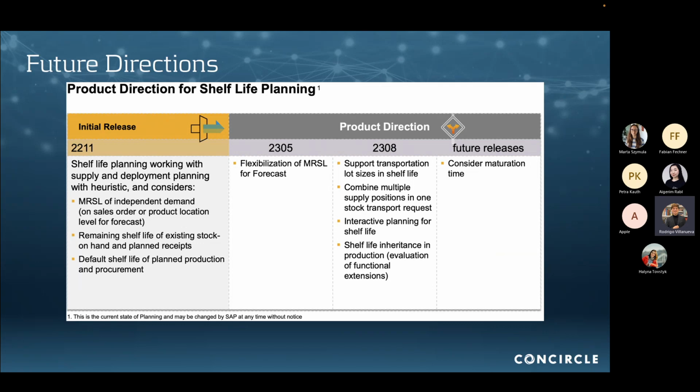Now we would want to share with you the future directions of this functionality in IBP, as we know for sure that this will expand more. So in 2305, on the next quarter, like May 2023, we will now have the possibility to also put the MRSL or the minimum required shelf life at the customer level. So at the moment, we are limited only at the location product, but soon, in the next quarter, it should be available according to SAP. This at the specific customer.